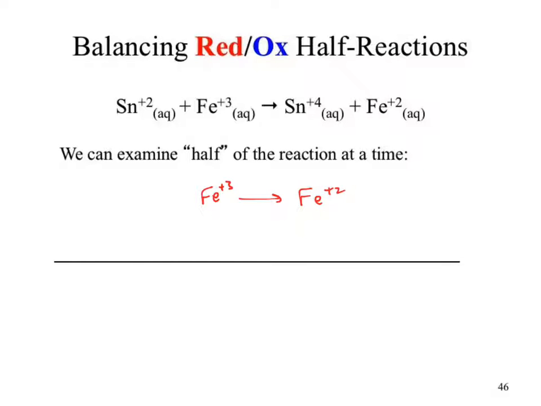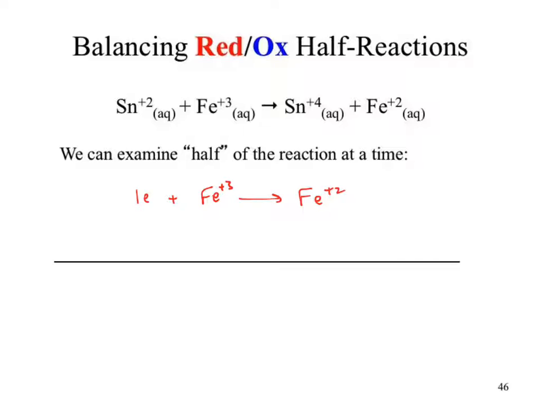Does the iron balance on both sides? How many irons on the left? 1. How many irons on the right? Does the iron balance? Yes. Does the charge balance? No. The charge doesn't even out. I have to make sure the charge balances out. To do that, I will add electrons. I'm now allowed to add electrons because I'm not looking at a balanced full equation. I'm only looking at half of it, so I'm allowed to use electrons.